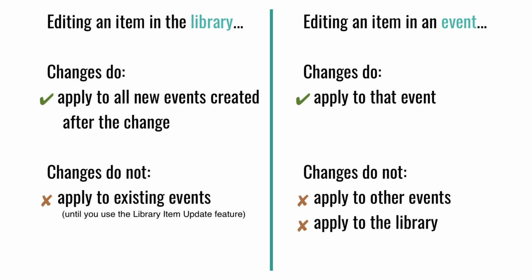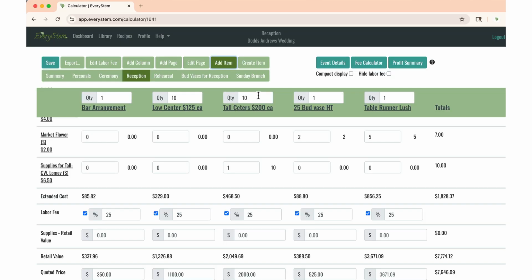When a flower or item's information is changed in the library, it will only affect new events you create after that change has been made. It will not change the old events until you select the events you want to update and click on the Library Item Update button. And when a flower or item's information has been changed in an event, it will not be automatically updated in the library. To make a permanent change that affects your events, you'll want to change the item's information in the library.